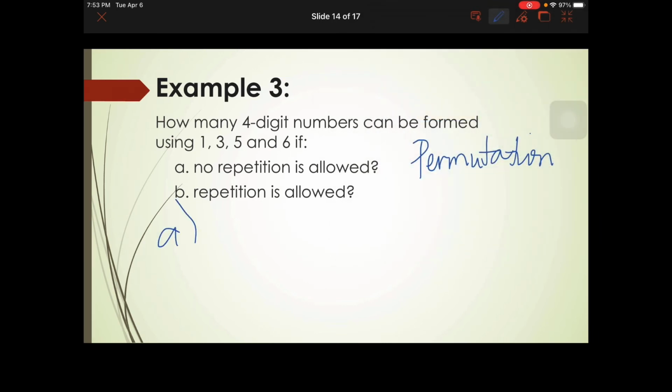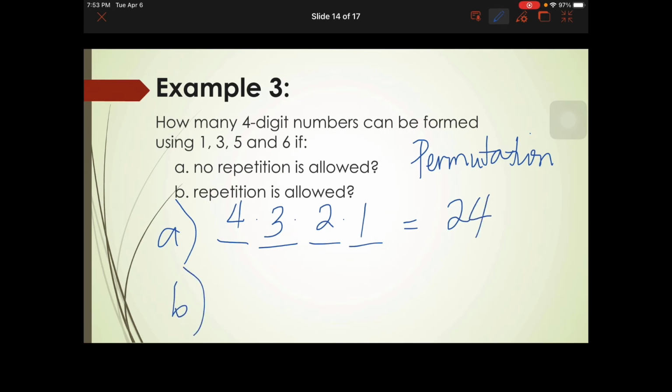So, kung no repetition is allowed, ibig sabihin, sa first slot, ilan ang pagpipilian natin? 4 pa. Pagdating sa second, 3 na lang. Pagdating sa third, 2 na lang. Pagdating sa last, 1 na lang. Or in short, 4 factorial. And this is gonna be 24.